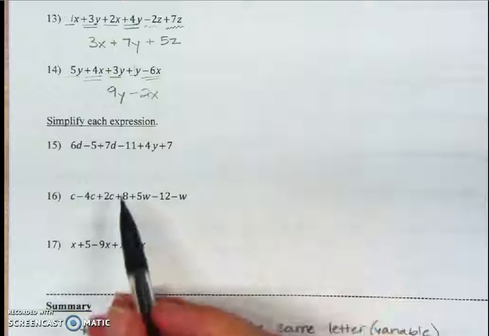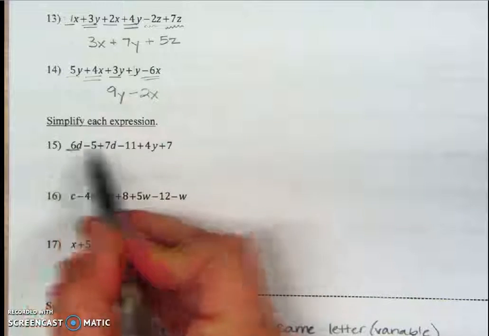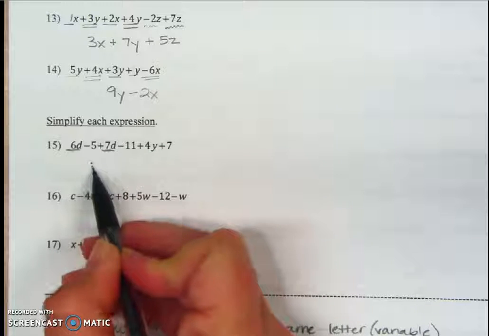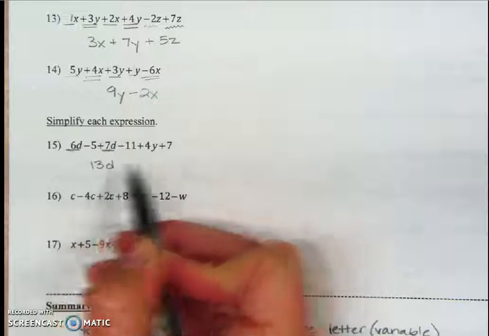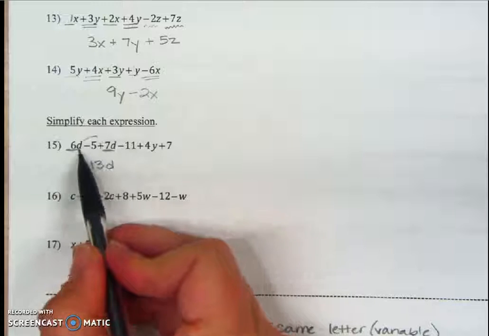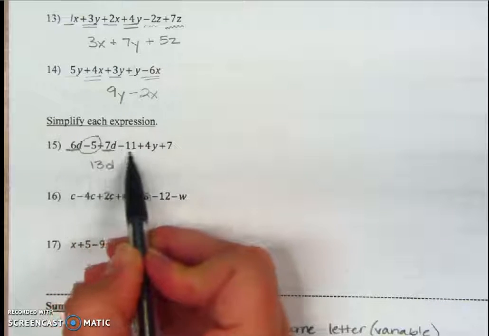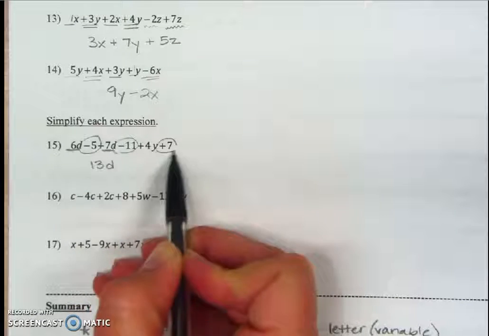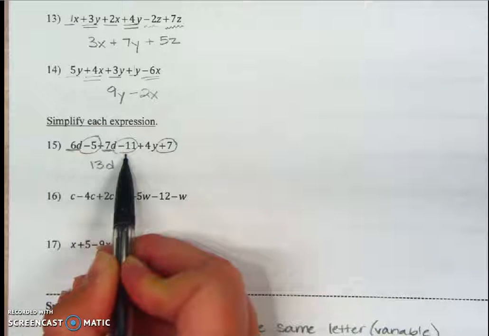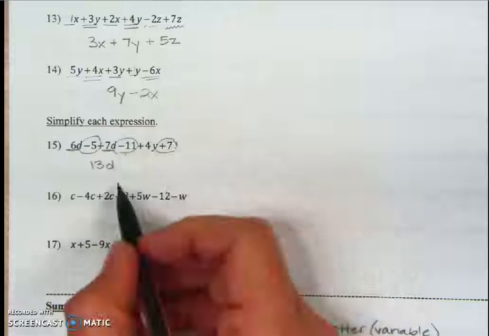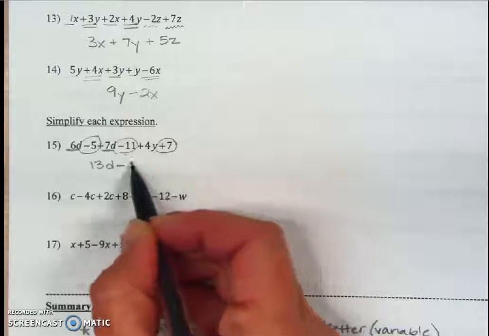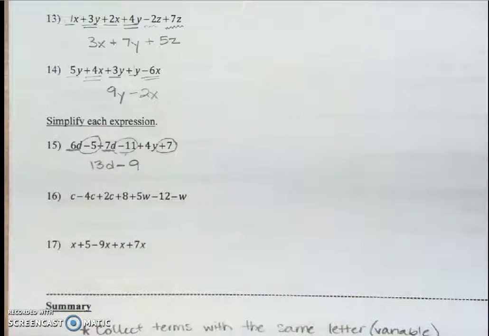Okay, so this one I have 6d. There's a d. There's a d. No more d's. 6 and 7 makes 13 d's. Next up, I have a constant. Minus 5. I have a minus 11. That one's got a letter. Here we go, plus 7. Minus 5, minus 11, that's going to be minus 16. Negative 16 plus 7. I have more negatives. And how many more negatives do I have? I have 9. So that would be it.